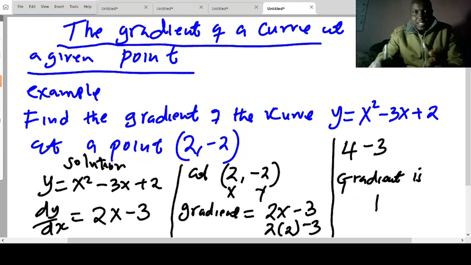Kitu ya kwanza, acha nieleze kwa Kiswahili. Unatafuta the gradient function, tushaelewa. Ukishapata the gradient function, ile point ambayo umepewa, unaangalia the value of x at that point. So kama hii point yetu ni 2, -2, the coordinate x ni 2. Una substitute hiyo 2 mahali uko na x kwa gradient function, unapata the gradient at that point immediately.